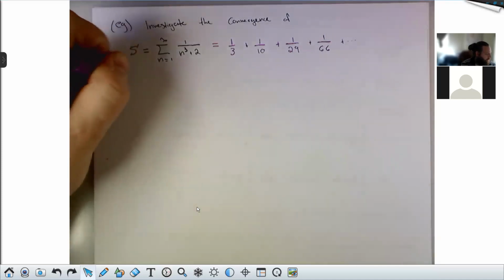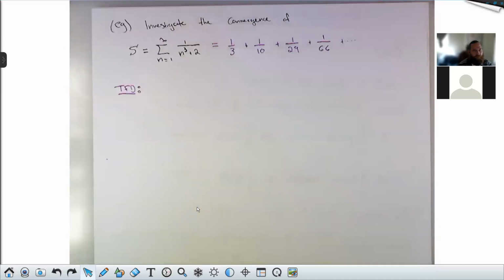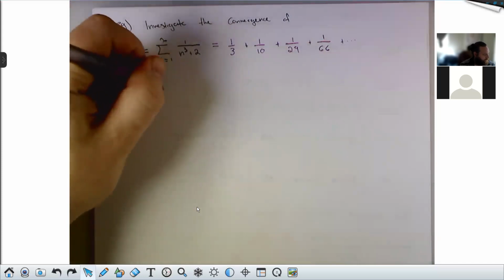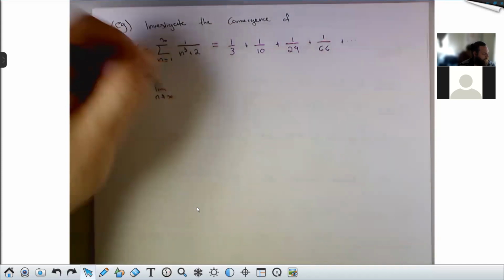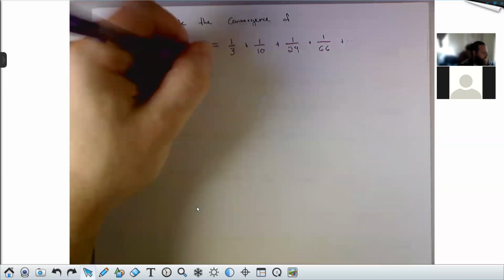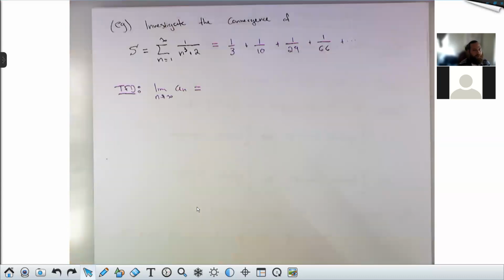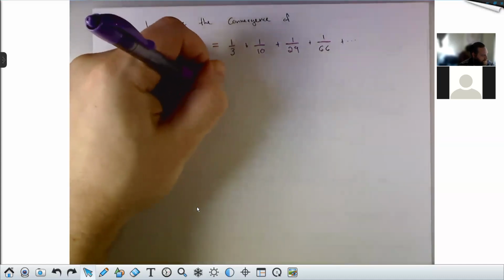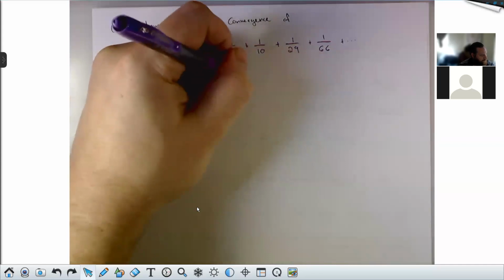So we could try TFD. What TFD says is if the limit of the AN is not 0, then the series sigma AN must diverge. So TFD would say, calculate the limit as n goes to infinity of AN, let's see what that is. If that's not 0, then I learn the series diverges. The AN here are 1 over n cubed plus 2.